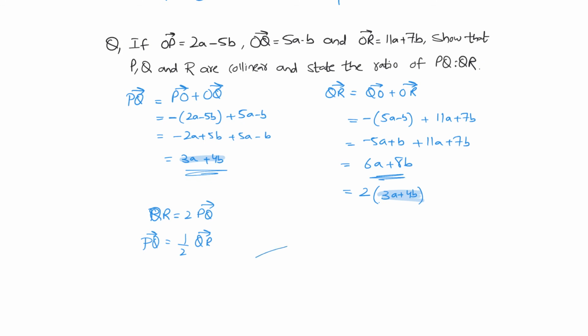That simply means that if this is P, this is Q, and this is R, if PQ is just half of QR, so if QR is 2 units, PQ is just going to be 1 unit in length, and QR is twice as much as PQ.